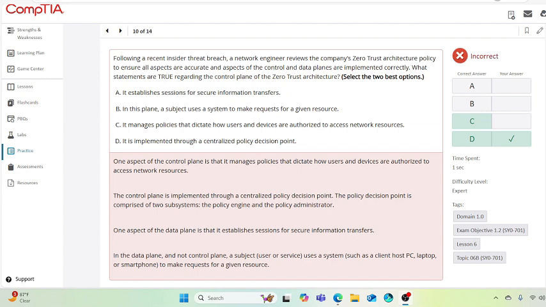One aspect of the control plane is that it manages policies that dictate how users and devices are authorized to access network resources. The control plane is implemented through a centralized policy decision point. The policy decision point is comprised of two subsystems, the policy engine and the policy administrator.